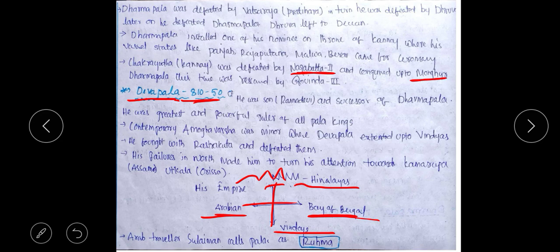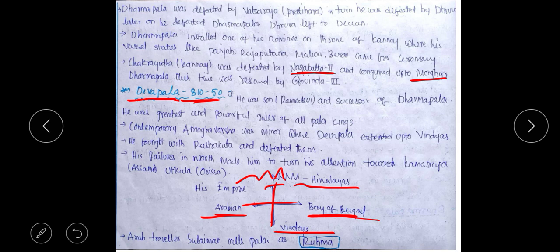What happened once he was defeated by the Gurjara Pratiharas? Every time the Palas were defeated by the Gurjara Pratiharas, he turned his attention toward the other side. Earlier he was fighting to his west. Now his focus shifted to the east.